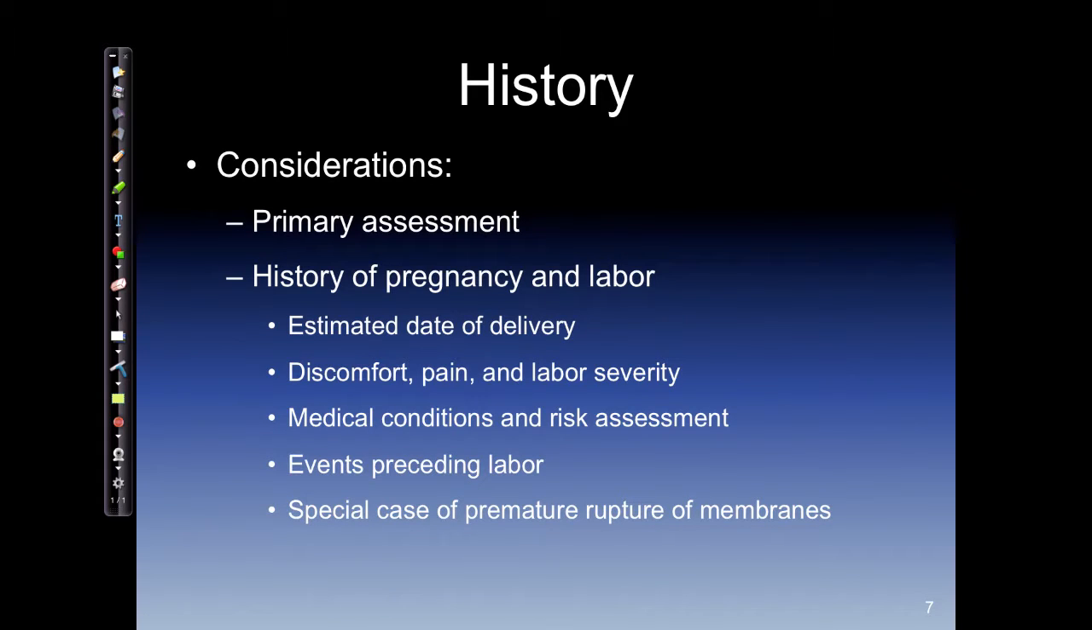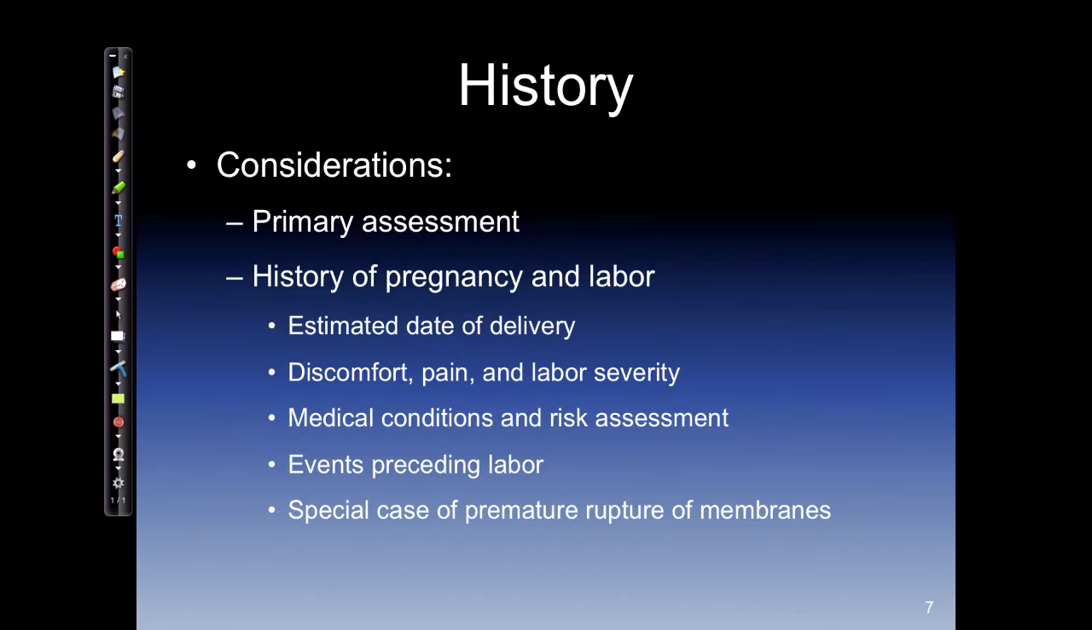History considerations. Primary assessment, history of the pregnancy and labor, the estimated date of delivery, and whether there's been any discomfort, pain, or labor severity. When the labor started, was there any discomfort? This can be caused by a number of variables. Pain, often described as a backache or menstrual-like cramps, is often seen.